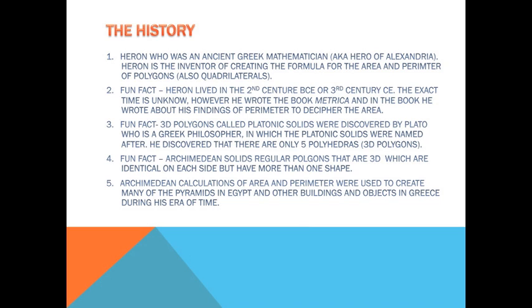Another fun fact is about Archimedean solids, which are regular polygons that are 3D, identical on each side but have more than one shape. That's awesome. And Archimedean calculations of area and perimeter were used to create many of the pyramids in Egypt and other buildings and objects in Greece during his era, which now relates to a lot of different things today.